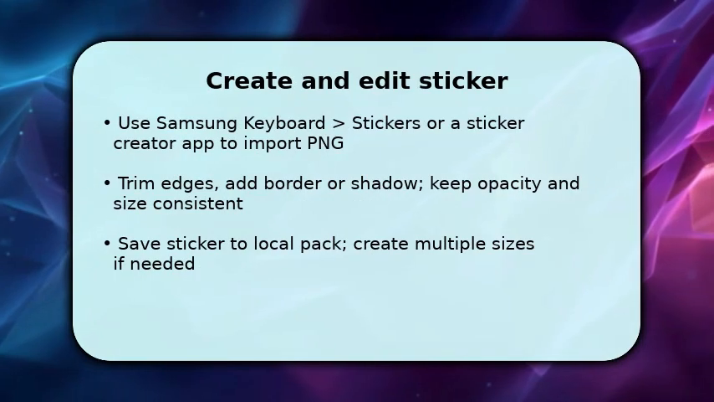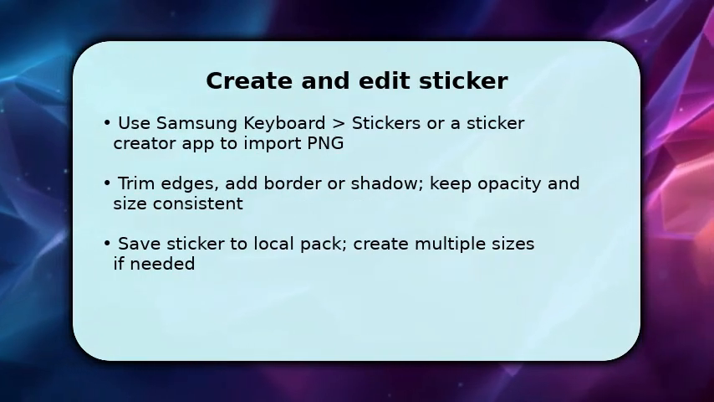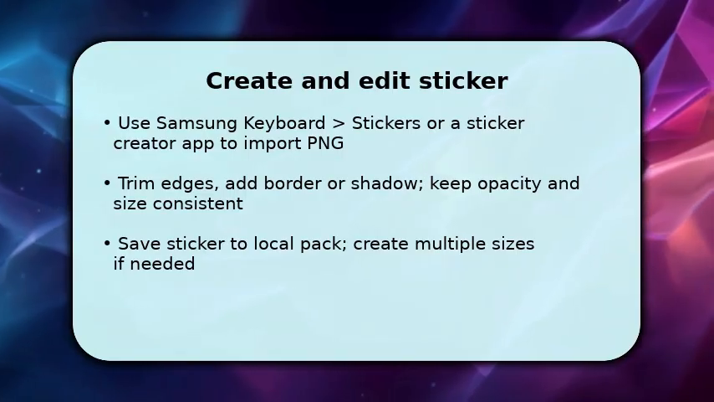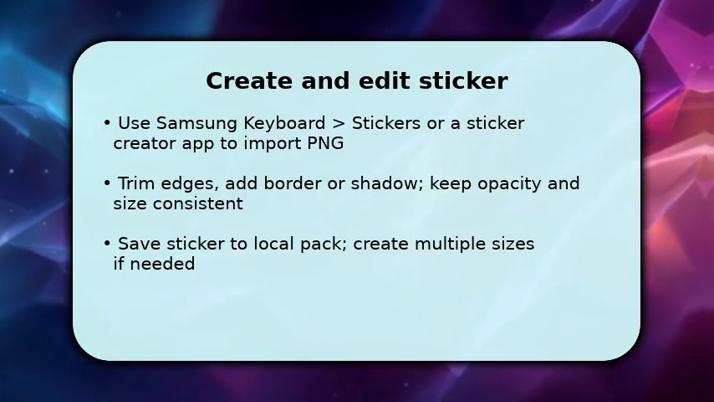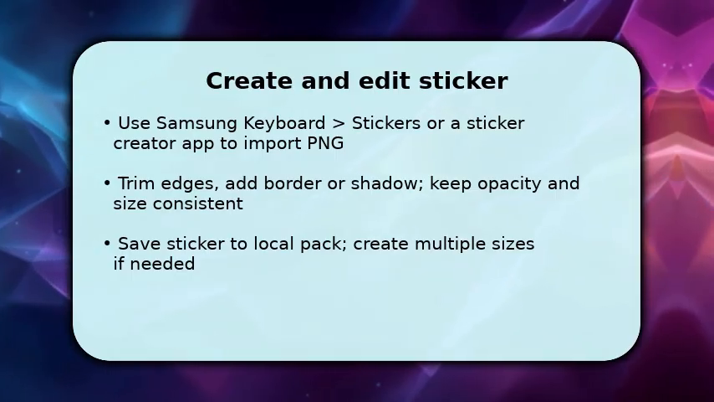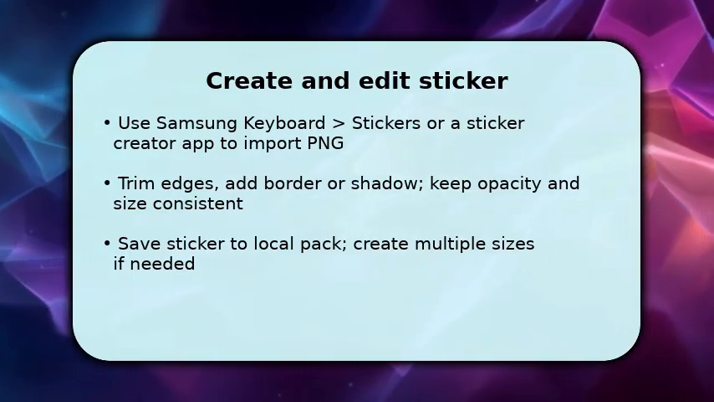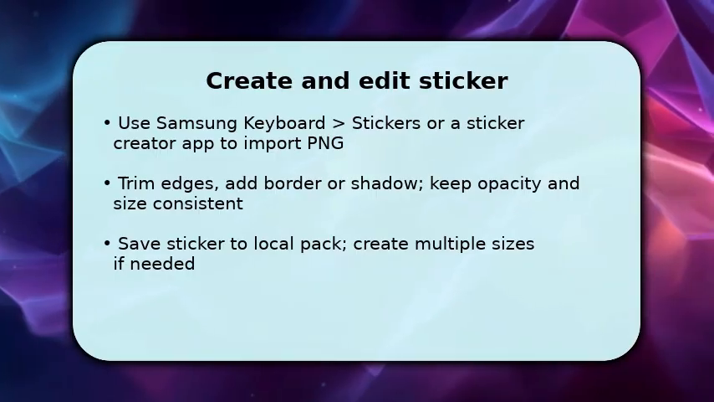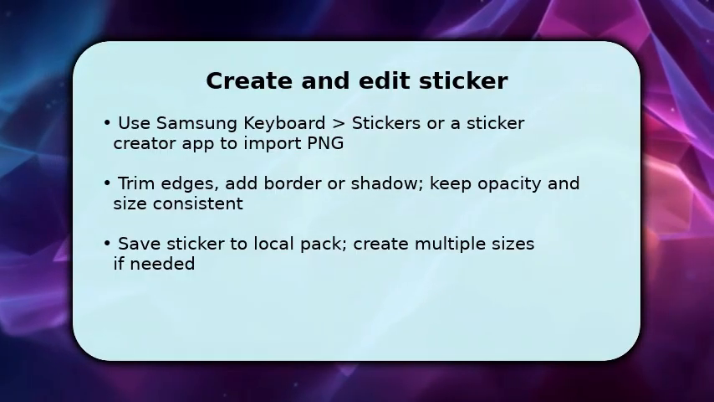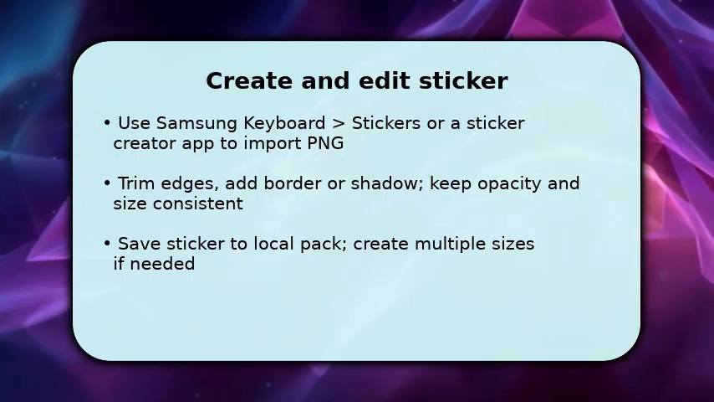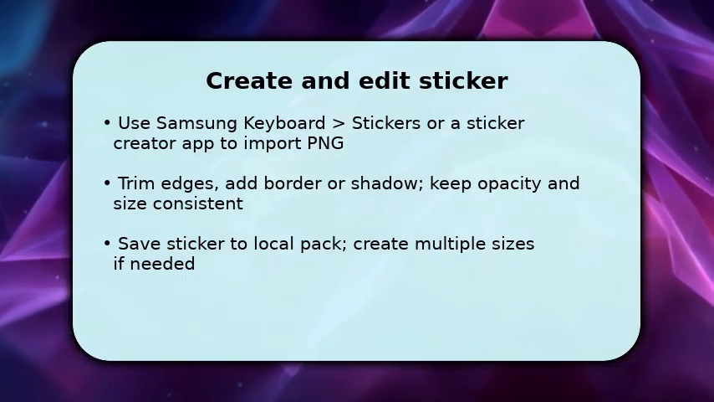Now you'll import and edit the sticker inside Samsung Keyboard or a third-party sticker maker. Tap the Stickers button, choose Add Custom Sticker, and select your prepared PNG. You can trim, add a subtle border, or shadow to improve visibility on varied chat backgrounds. These adjustments help readability and prevent cropping issues.